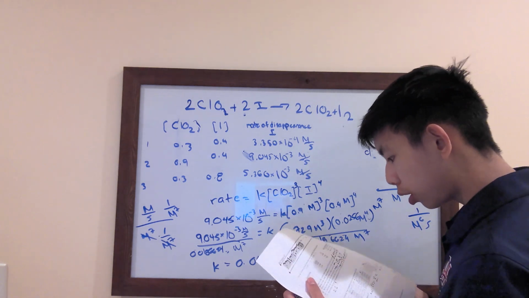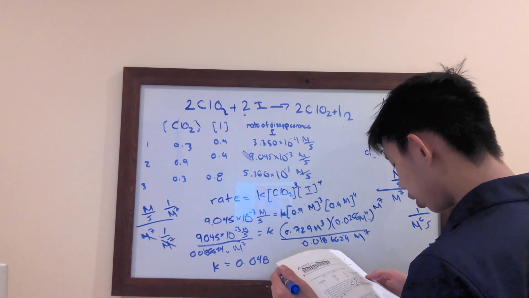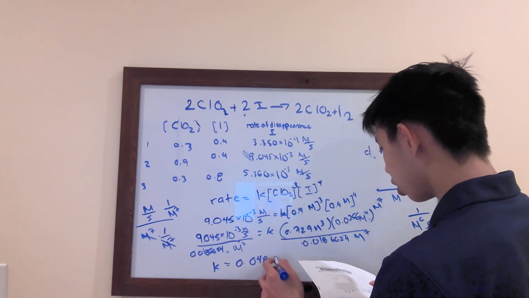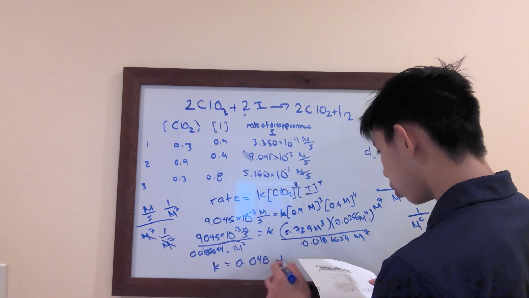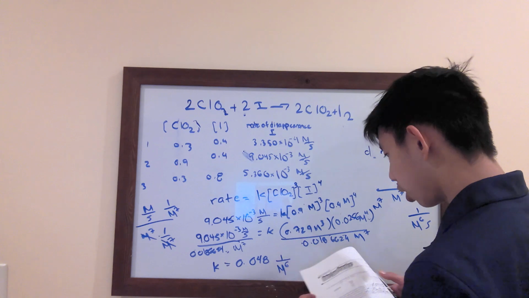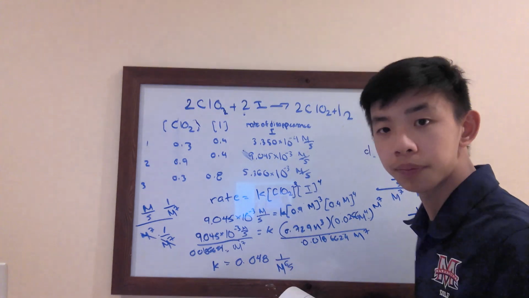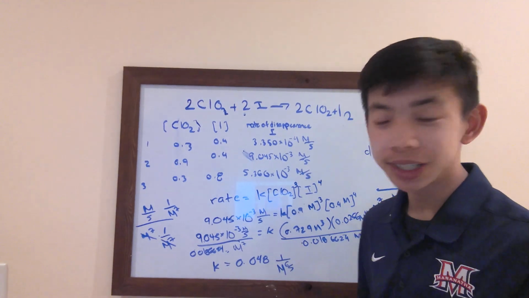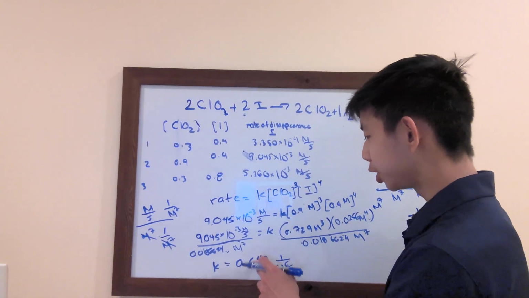So this will give you 0.048 1 over M to the 6 S. All right, I made one more mistake again. I forgot to put parentheses, and so this should be 0.48.